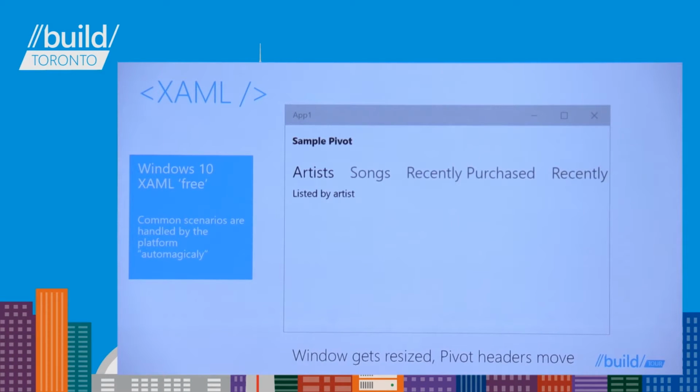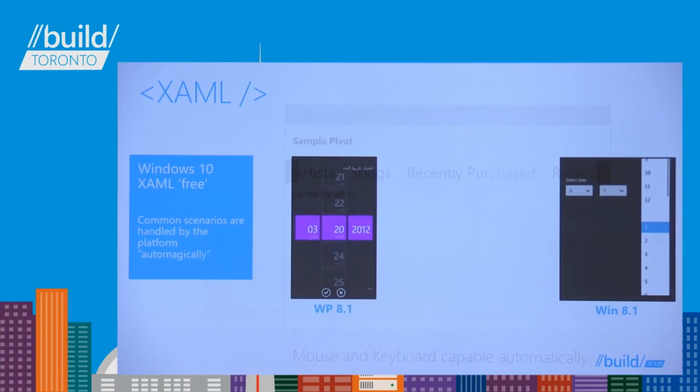We can scroll between the pivots. As soon as you start using a mouse, you can get the arrow to show up, and you can start using the control with your mouse, etc.